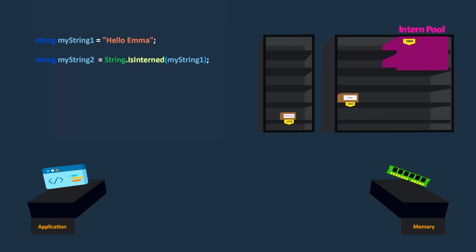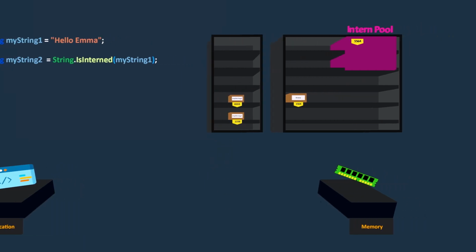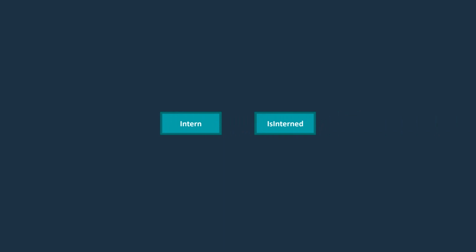However, if we directly assign the value of Hello Emma to myString1, like in this example, and use this IsInterned method, this method successfully locates the string in the intern pool table and returns its address. The key difference between Intern and IsInterned lies in their behavior when the desired string is not found in the intern pool table. In such cases, the Intern method adds the string to the intern pool table and returns its address, whereas this IsInterned method simply returns a null value.